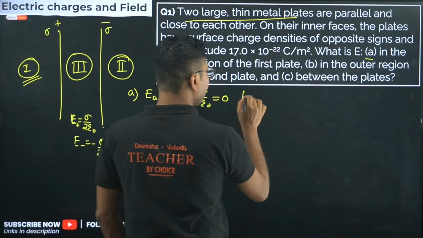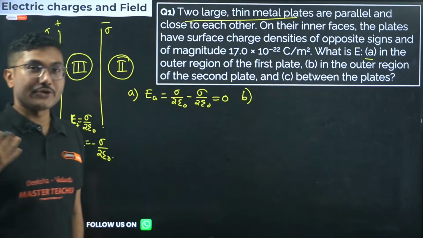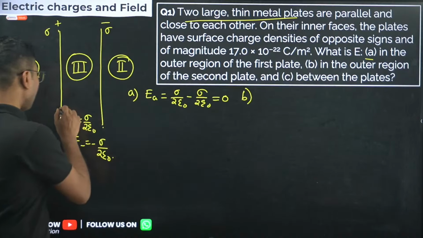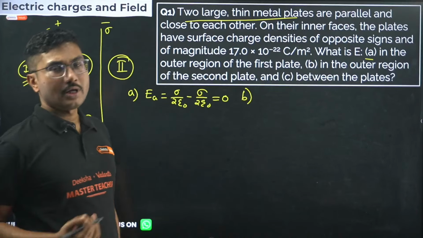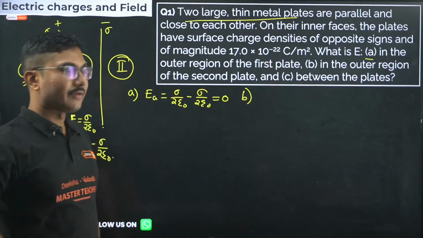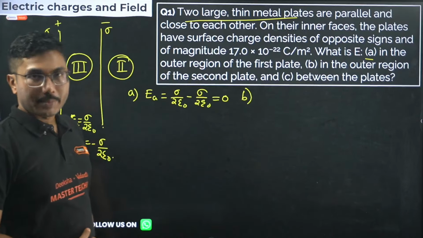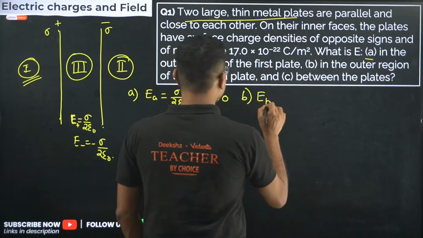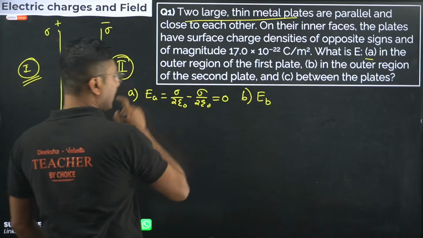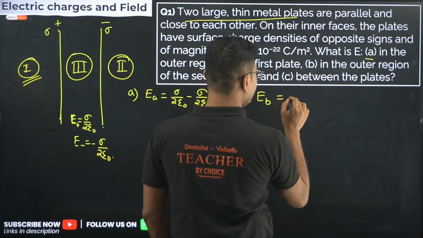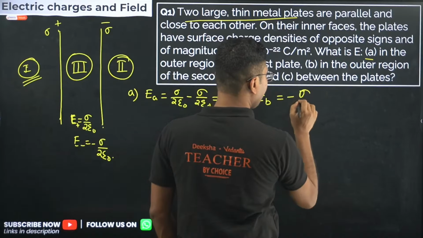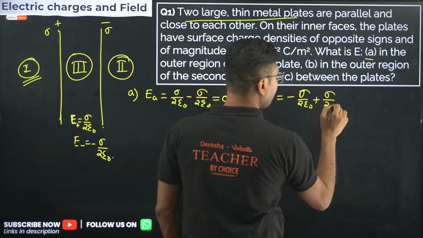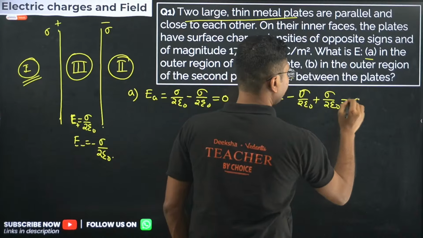If you remember how we derived the equation for capacitance of a parallel plate capacitor, maybe you have not done it because that is not an important question, but this is how we derived it. Now the electric field in region 2 will again be the same value, minus sigma by 2 epsilon naught plus sigma by 2 epsilon naught. So again it will be 0.